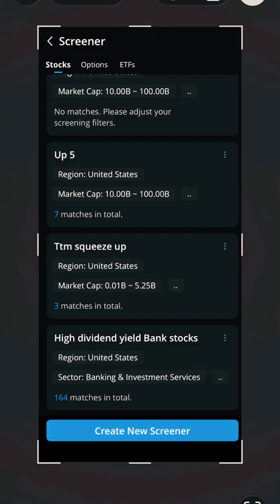I want you to think about it. There's over 5,000 publicly traded companies in the United States. That's just in the United States. There's more stocks than that.